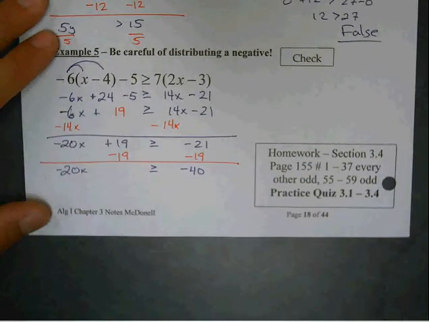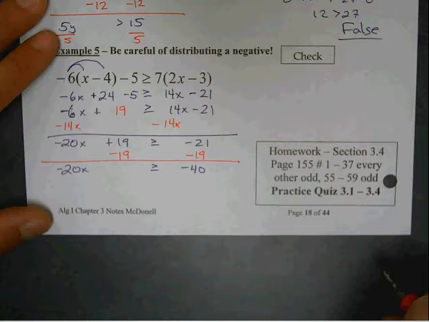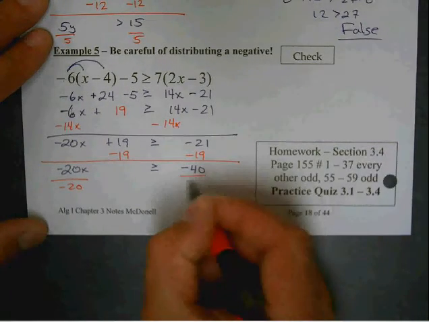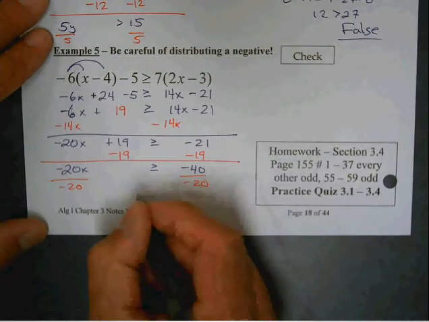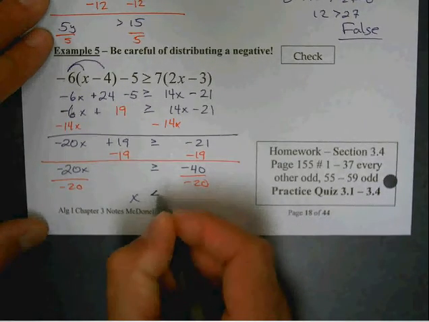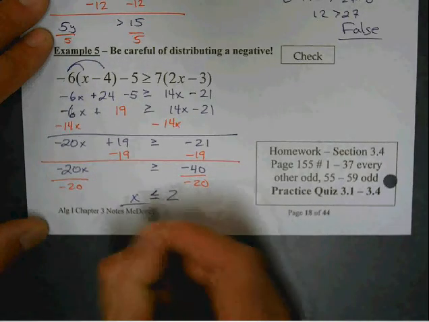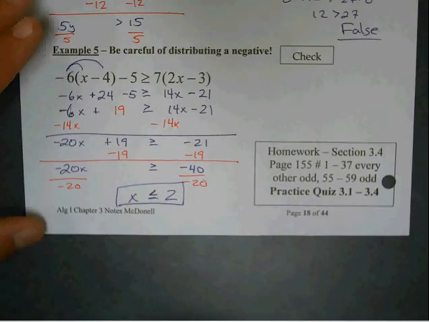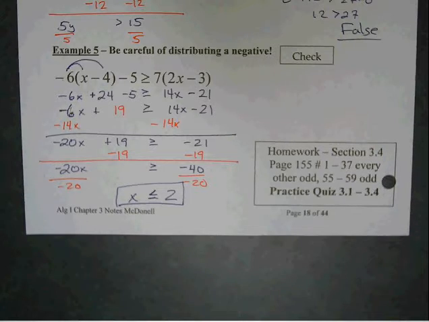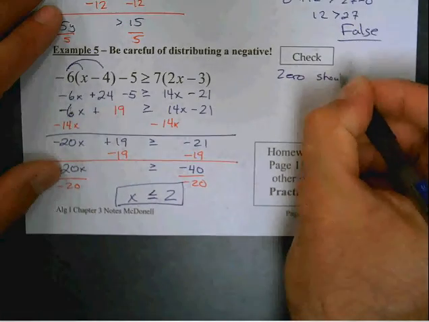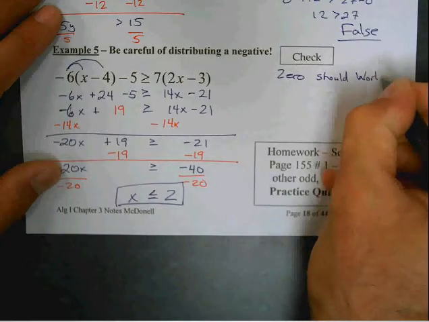Down to the final step. Do what to both sides? Divide by negative 20. Thank you. X, switch the sign, is how much? 2. Pick a number. Is 0 less than 2? It is. So 0 should what? 0 should work. Let's see if it does.